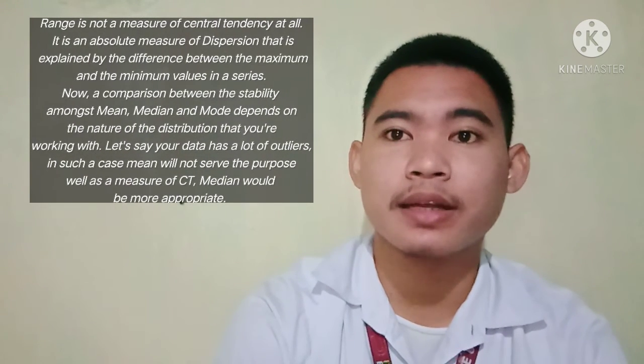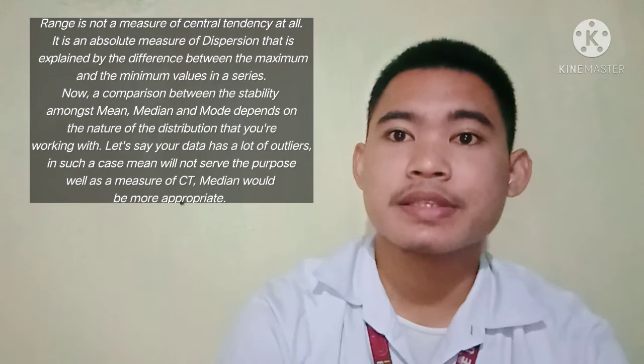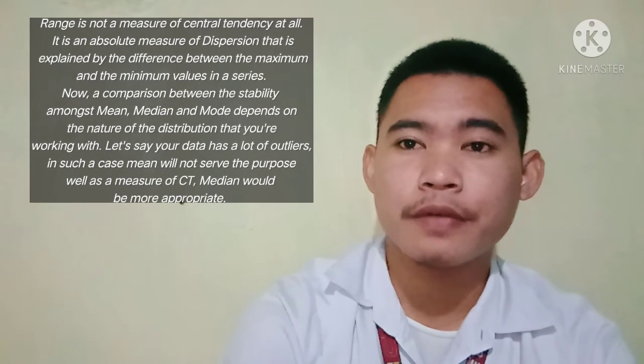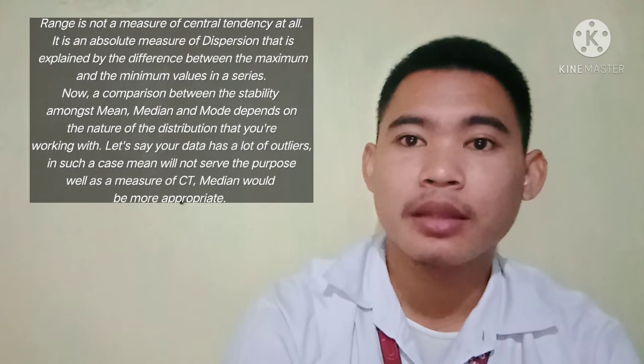My third question, or last question: which is used with the median to classify a class into 4 groups? So my answer is range. Range is not a measure of central tendency at all. It is an absolute measure of dispersion that is explained by the difference between the maximum and the minimum values in a series.